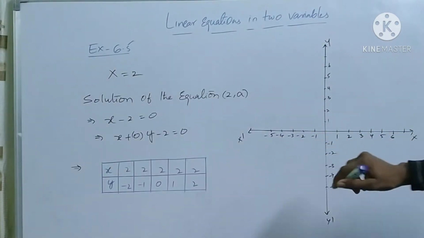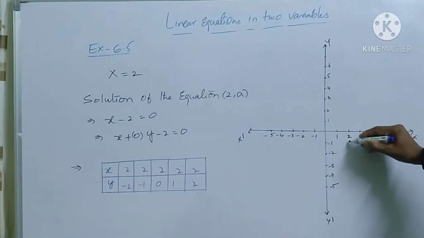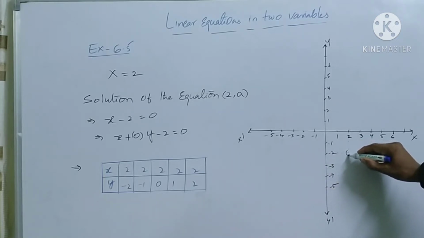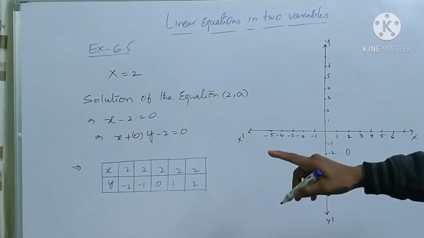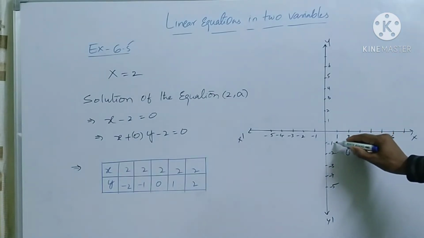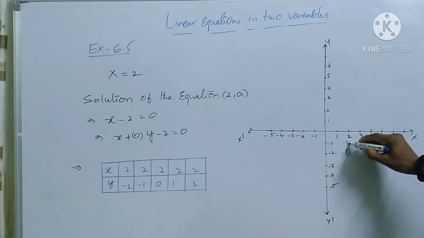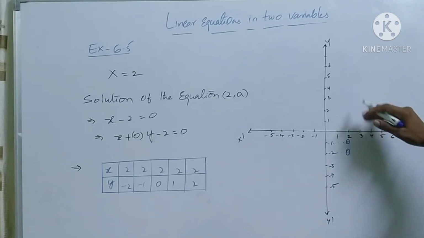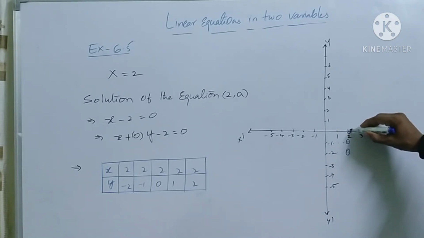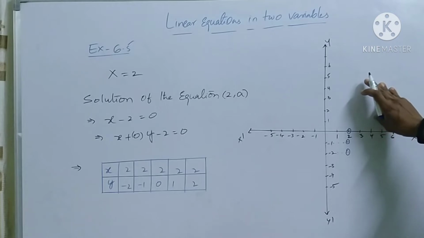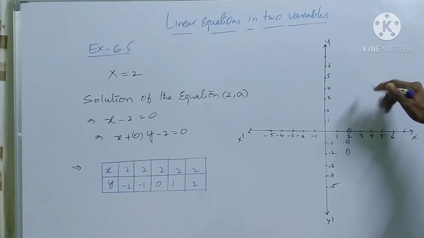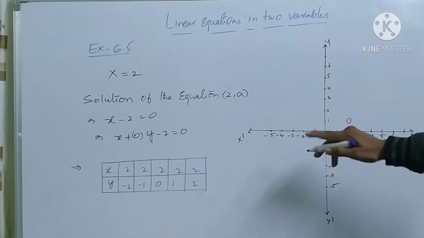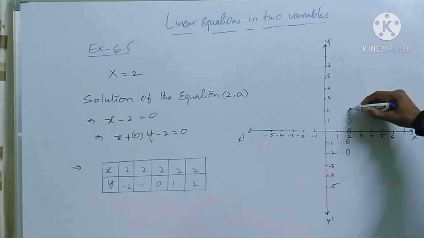Our first point: x is equal to 2, y is equal to minus 2. So here. Next one, x is equal to 2, y is equal to minus 1. Here. When x is equal to 2, y is equal to 0. This point. When x is equal to 2, y is equal to 1. This one. When x is equal to 2, y is also 2.